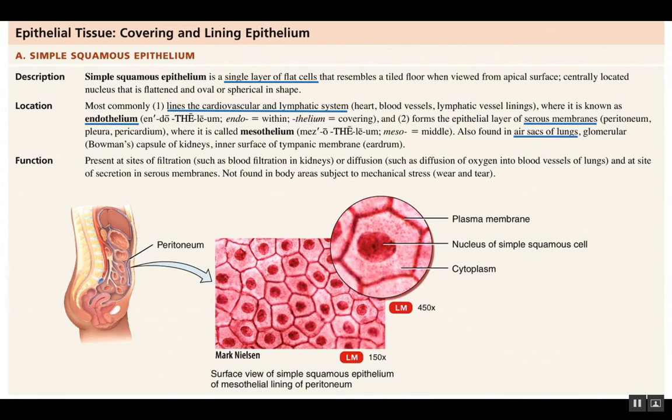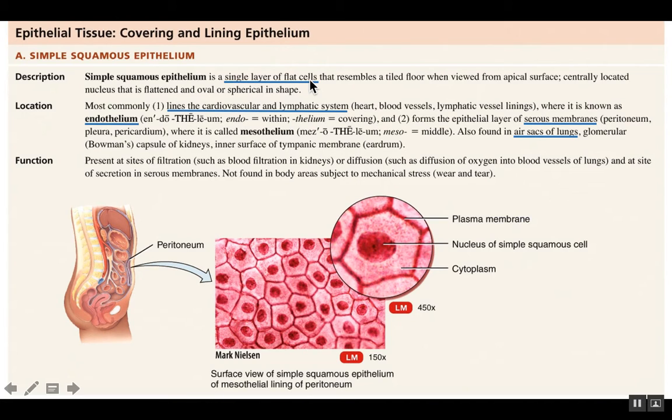Let's begin our discussion of each of the specific types of epithelial tissue. You'll notice in this table I've underlined the most important aspects of each of these tissues. So we can take this relatively large amount of information and condense it down into some of the more pertinent facts about this tissue. So the first thing to note is the name. The name of this tissue is called simple squamous epithelium. What that means is it's a single layer of flat cells.